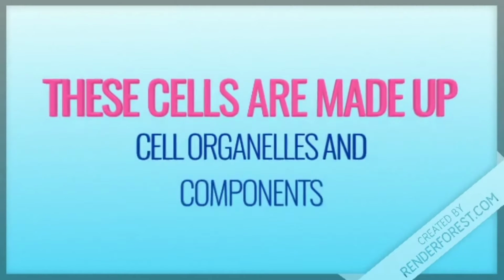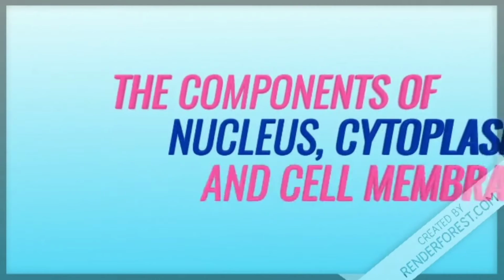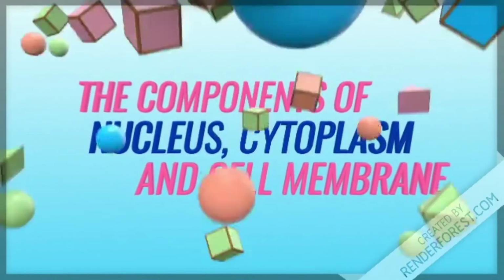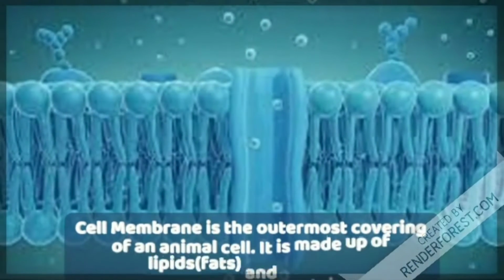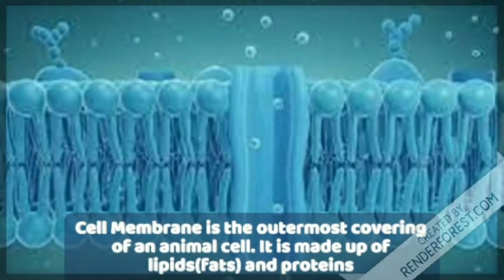These cells are made up of cell organelles and components. The components of cells are nucleus, cytoplasm, and cell membrane. Cell membrane is the outermost covering of an animal cell. It is made up of lipids, fats, and proteins.